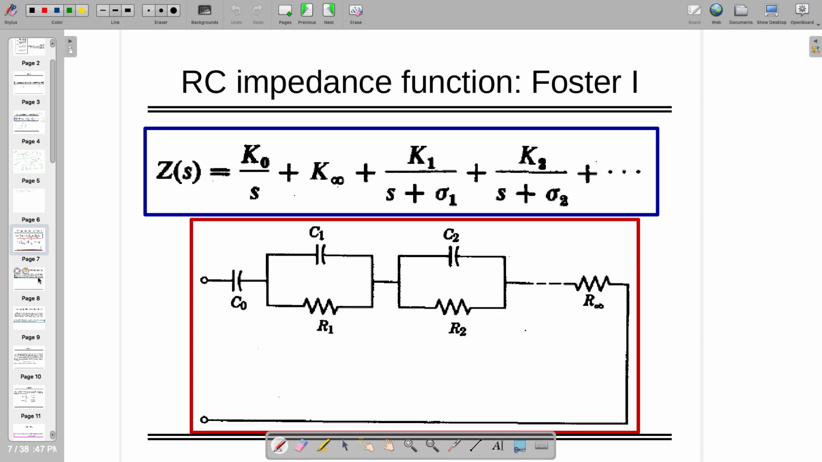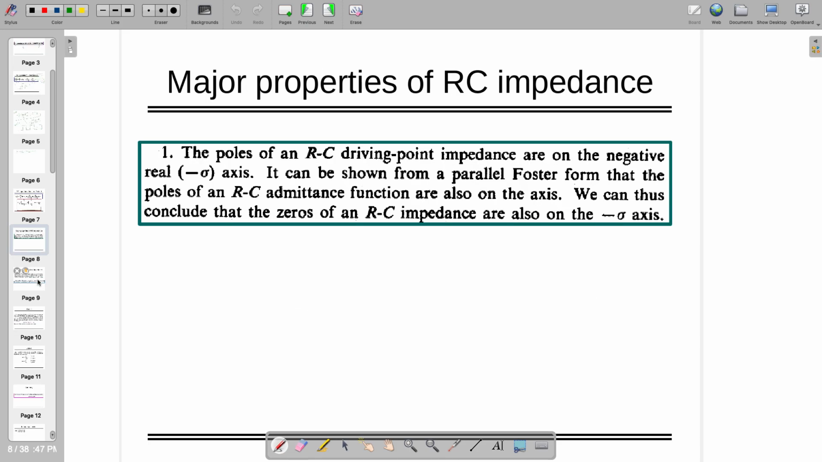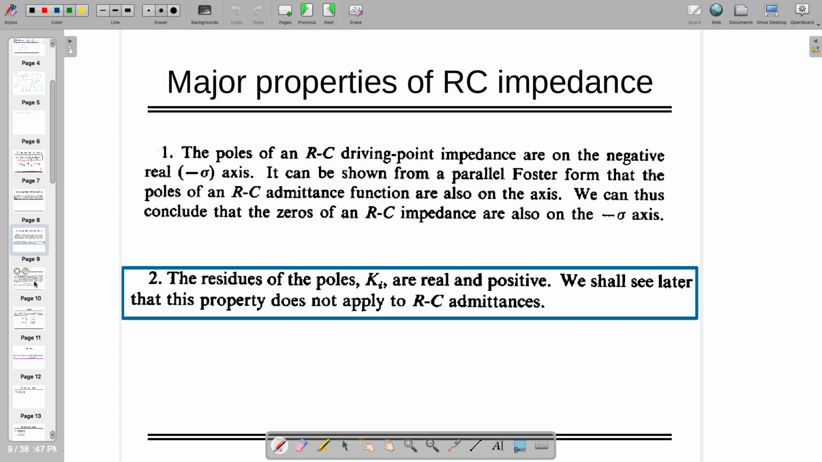Okay, this is what we already did. So its major properties are already known to us, that they have to be real, it has to be on the negative side, all these things are known to us. It's similar to what we have studied in LC, or similar to what we have studied in positive real function. So it will follow those two major properties, where one says that all the poles and zeros have to be in the left half plane, other says that if you are solving the residues, they have to be real and positive. So if they are coming negative, then you have to do something else.